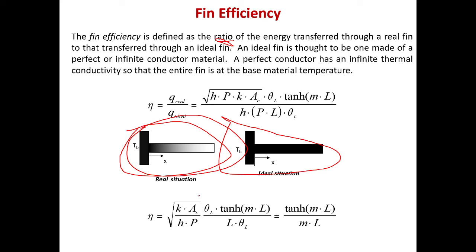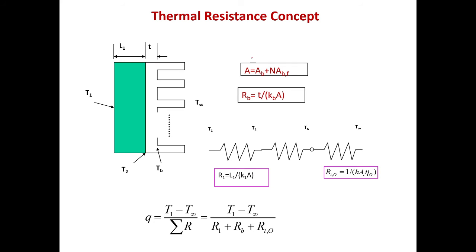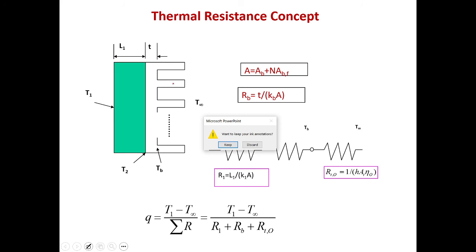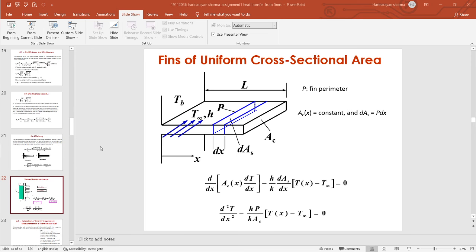So eta, when we put all of the values, we get the equation tanh(mL) divided by mL. So, thermal resistance concept. So here is a fin, or we can say here is another term, that is A equals A_B plus N times A_F. And now I think I have covered the fin topic. So I hope, just wait guys, I am starting a new topic.